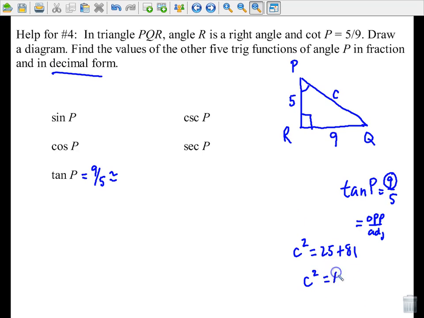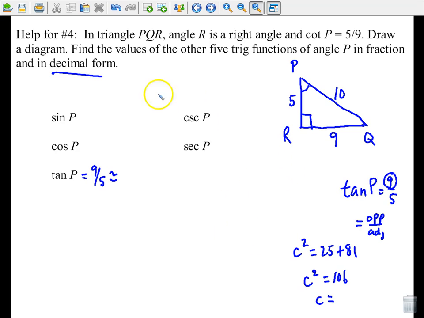That's 106. Don't forget we need C, not C squared. So the square root of that will be 10.29563014. So once again, I'm just going to round to the nearest whole number. You won't have to worry about this on your homework, coming up with a decimal. So for practice's sake, we'll just say that this is 10.